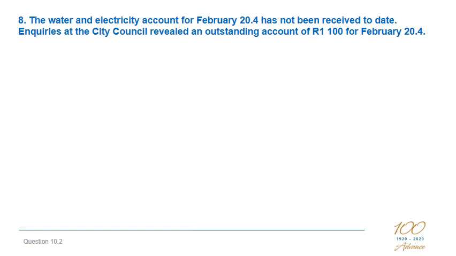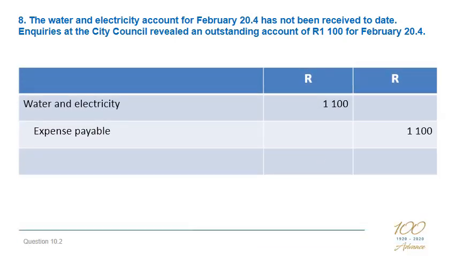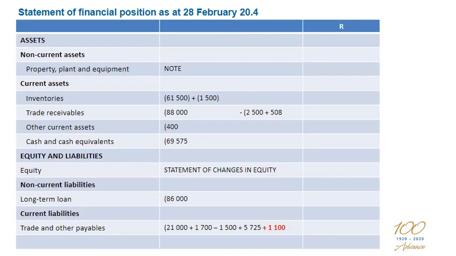The water and electricity account for February has not been received to date. Inquiries at the council revealed an outstanding account of 1,100 for February. It's still within my financial year. So according to the accrual concept, I will have to debit the expense and credit the expense payable. Expense payable is a liability, so that will influence my statement of financial position. In my statement of financial position, under the trade and other payables, I add another expense payable of 1,100.